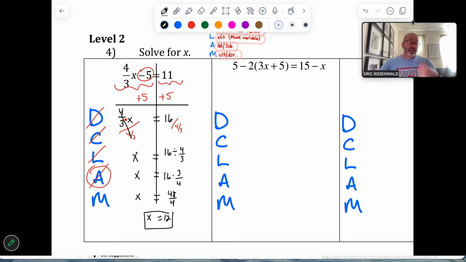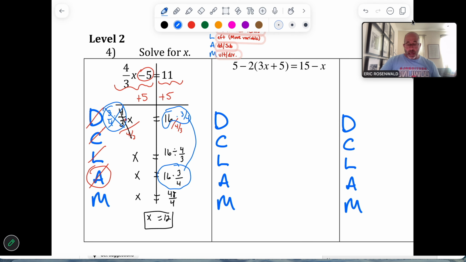The faster way to get from here to here is, instead of doing the whole keep, change, flip and all that stuff, realize that if we ever have a fraction right here, we can use the reciprocal of the number. Just flip the number over. If I had done that right out of the gate, if I had multiplied by 3 over 4 on both sides, this is going to cancel out, leaving just a 1. But then I would have had 16 times 3/4, which is the same as what we have all the way down here. So it's just a faster way to get there.